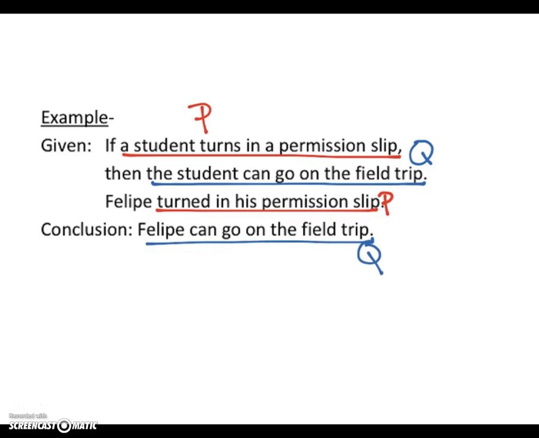Okay, so we have to double check. Do our two P's match up? Student turns in a permission slip. Felipe turned in his permission slip. Those match up. Okay, the Q's. The student can go on the field trip. Felipe can go on the field trip. Those match up. So this would be a valid conclusion. If it had said, then Felipe cannot go on the field trip, that would be an example of an invalid conclusion. In is the prefix that means not.